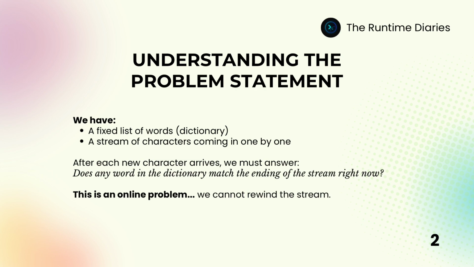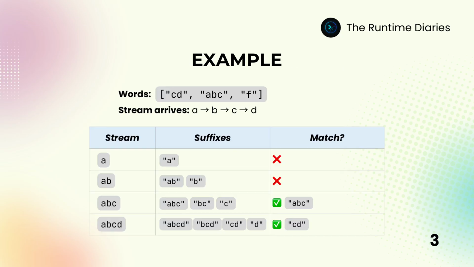Notice the word end. We're not looking for the word anywhere in the stream. We're checking if the stream's suffix, the tail end, matches a dictionary word. This is called an online problem, which means you can't rewind or restart the stream. You're processing it in real time. Let's walk through an example. Dictionary from left to right in the array would be CD, ABC, and F.